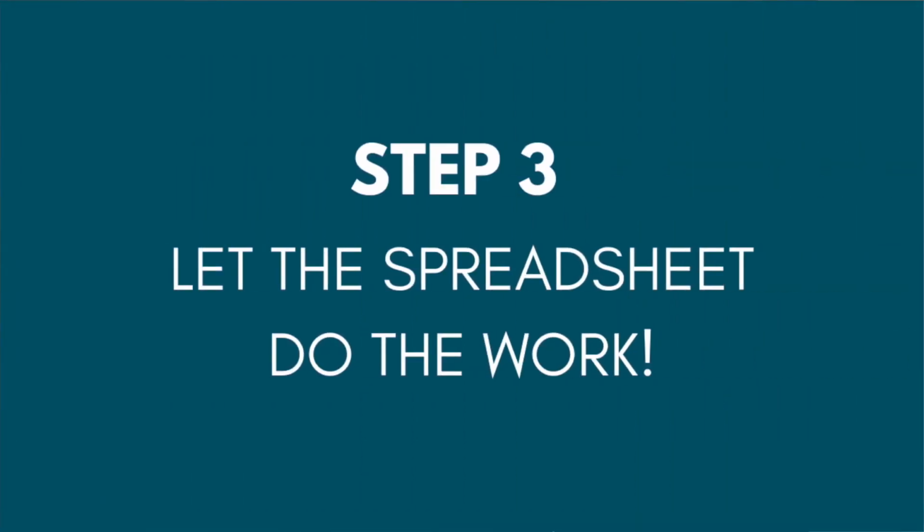Step 3, this is the fun one, let the spreadsheet do the work. The spreadsheet is going to calculate your income tax based on your year-to-date income, your marginal tax bracket, all those things. It's going to add it into your self-employment tax based on that quarter's earned income, and it's going to tell you exactly how much you should be paying to your different taxing agencies.